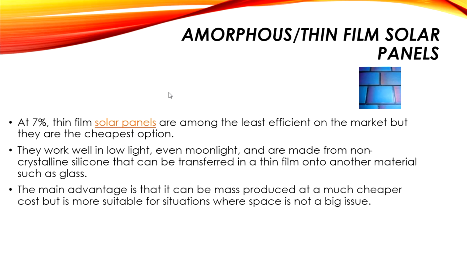The main advantage of it is that it can be mass-produced at a much cheaper cost, but is more suitable for situations where space is not a big issue. For example, in a desert, if you have a large area, of course in the desert we can install the amorphous or the thin film type. But for the homeowners, we cannot use it because it has a low efficiency of 7%. So we will use the polycrystalline type.